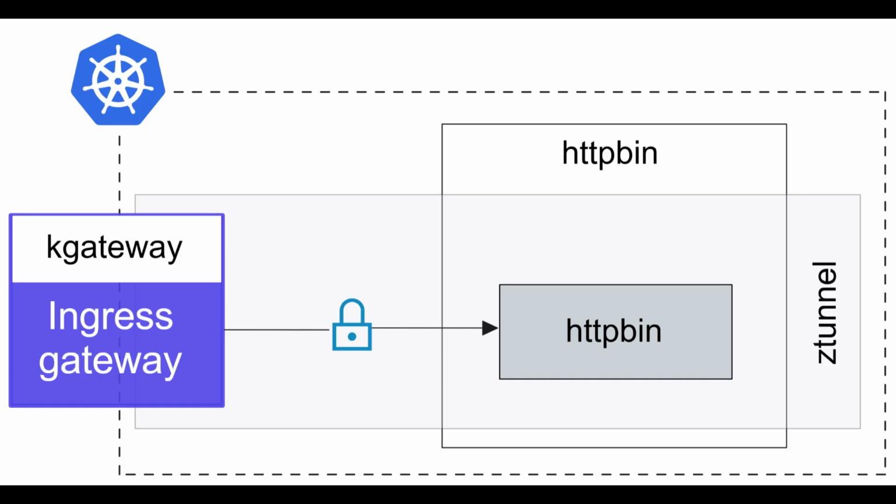5. Resiliency, building fault-tolerant systems. Kgateway is designed for resiliency, ensuring your applications stay online even under stress. Load balancing for high availability. By leveraging Envoy's load balancing, Kgateway distributes traffic across multiple pods or clusters, ensuring no single point of failure.